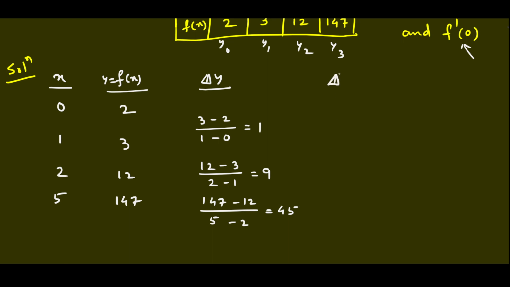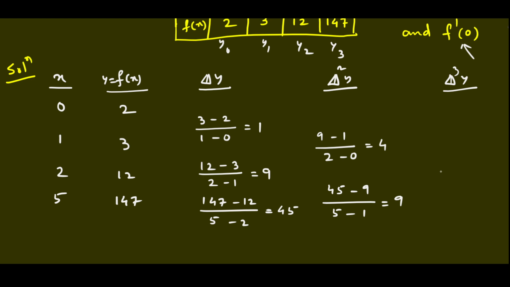Now let us make the second divided difference table, delta square y. So now how much is it? It will be 9 minus 1 divided by, you remember there is one jump, na? It is now x2 minus x0. Then it is 45 minus 9 divided by x3 minus x1. So it will be 9. Then the third divided difference table. So here it is 9 minus 4 divided by x3 minus x0. So it is 5 minus 0. How much is it? 1.